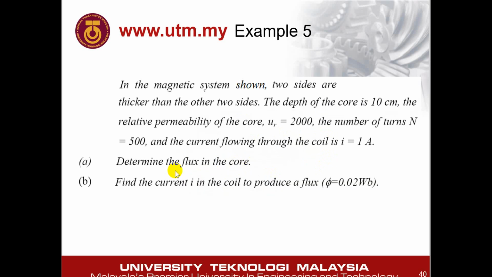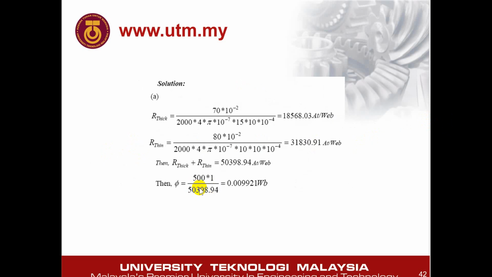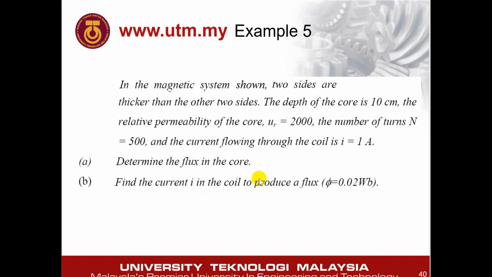Then the question asks, determine the flux of the core. The current is 1 and the number of turns is 500. So this one multiplied by this one, you get the magnetomotive force, which is F. Then you divide F by this total reluctance. You get the flux.